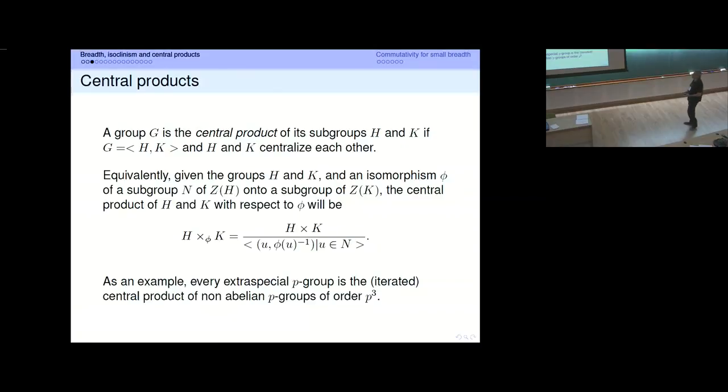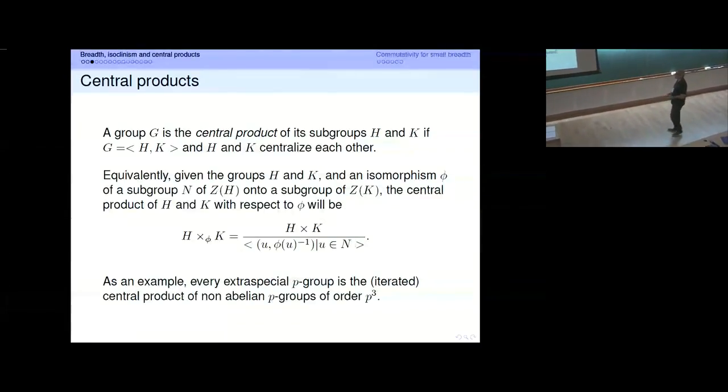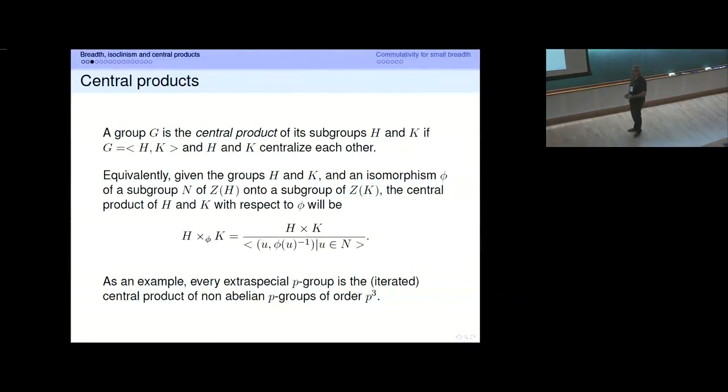One typical example is the extra special p-groups. These are the groups whose center, commutator subgroup, and Frattini subgroup coincide in a group of order p. And these are central products of non-abelian p-groups of order p cubed. I will use this later.